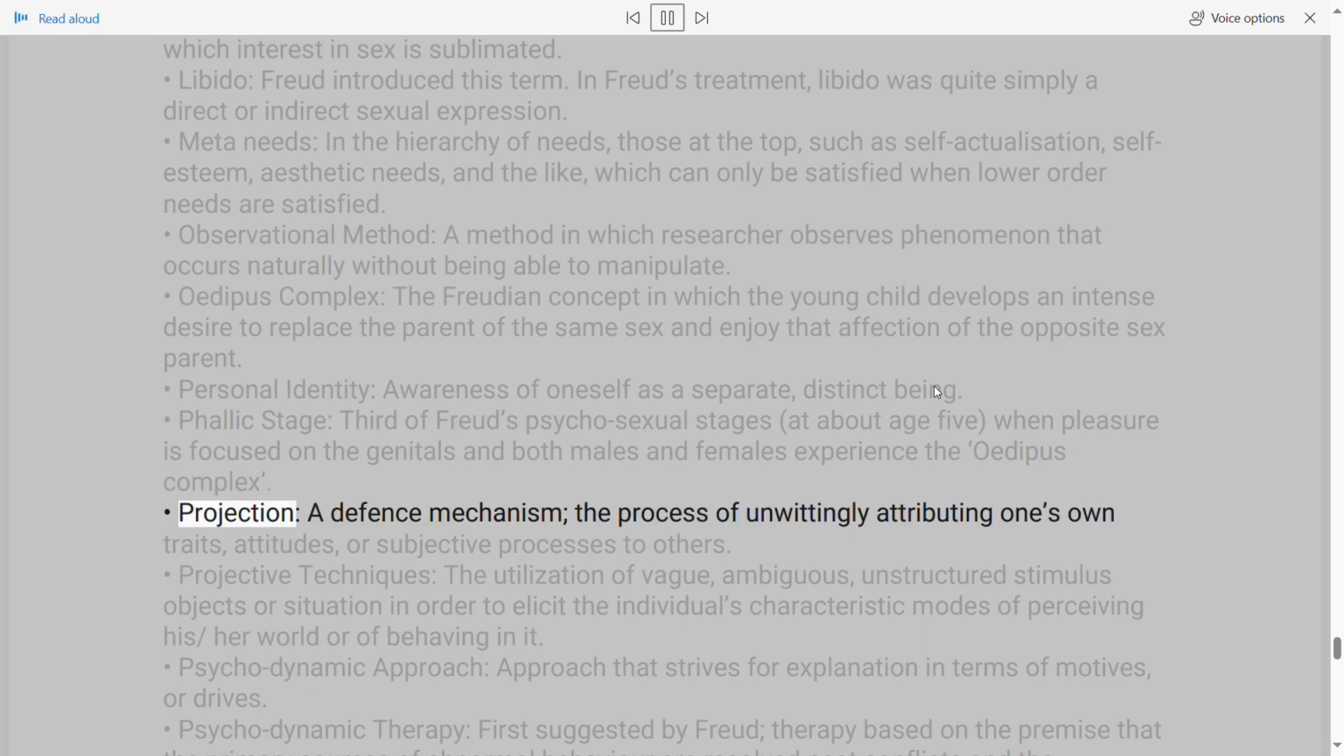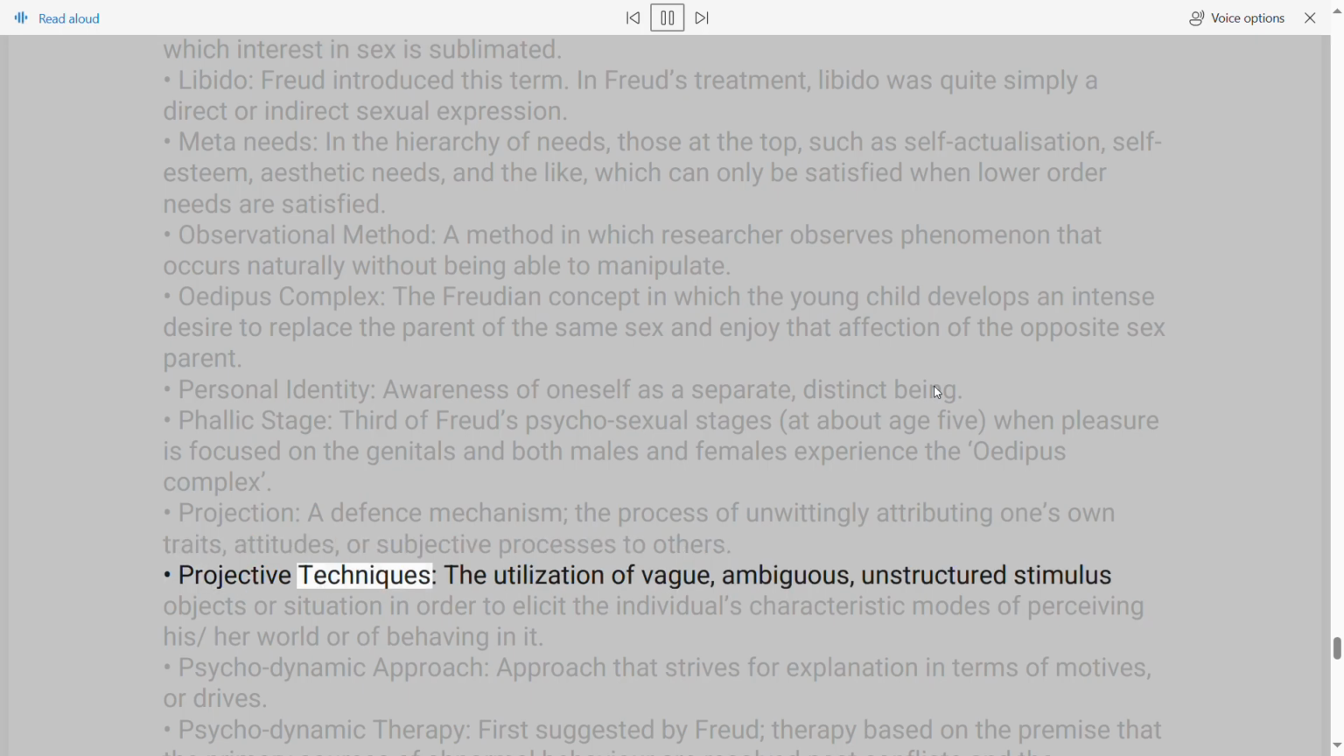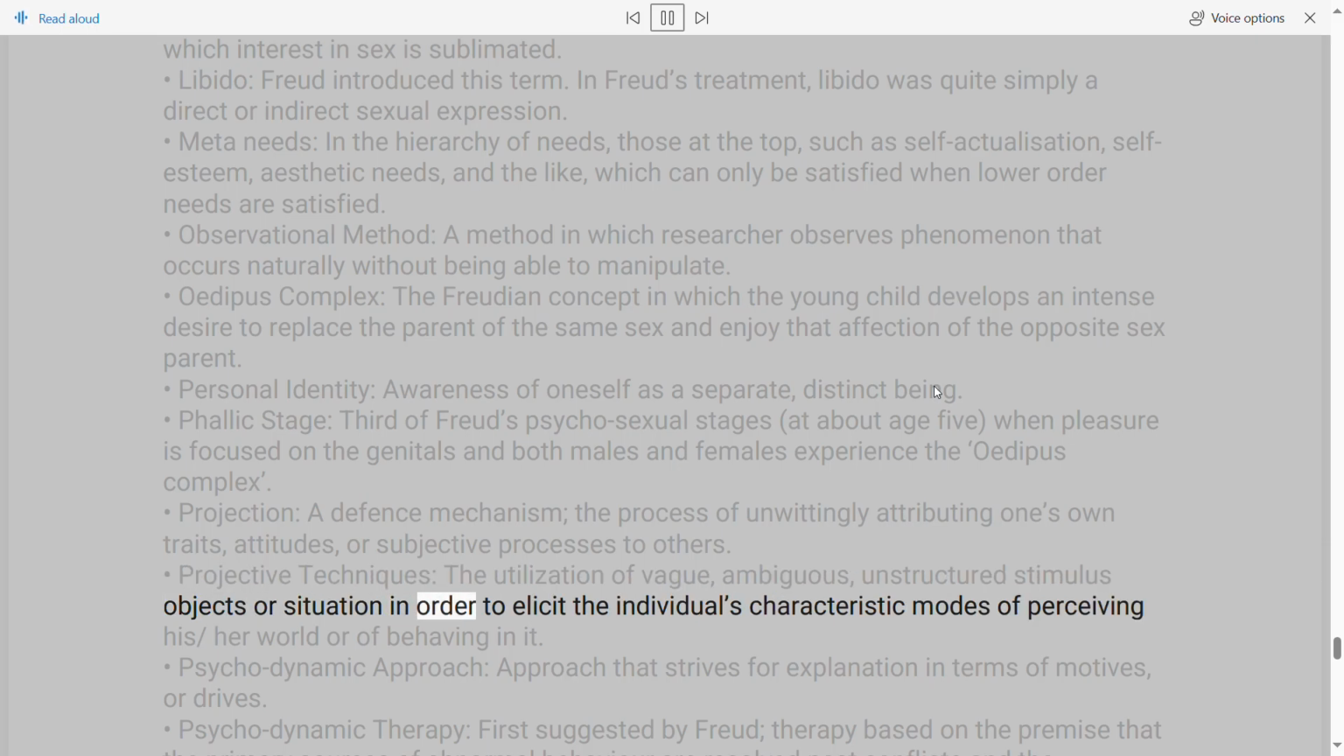Projection, a defense mechanism, the process of unwittingly attributing one's own traits, attitudes, or subjective processes to others. Projective techniques, the utilization of vague, ambiguous, unstructured stimulus objects or situations in order to elicit the individual's characteristic modes of perceiving his or her world or of behaving in it.